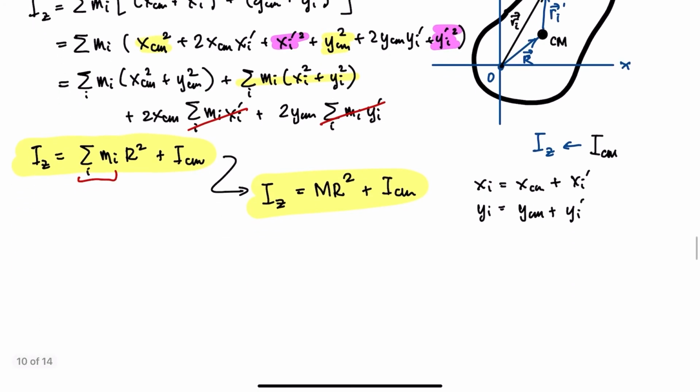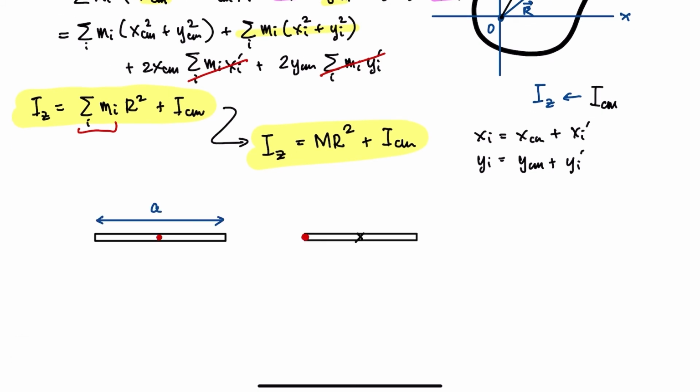So let's have a simple illustration. If we recall from our previous videos, the moment of inertia of a thin rod rotated about its center of mass is equal to 1 over 12 m a squared. Now, if we change the axis of rotation from the center of mass towards the end, like here, we can use the parallel axis theorem to calculate the new moment of inertia. So the new axis of rotation is a over 2 away from your center of mass.